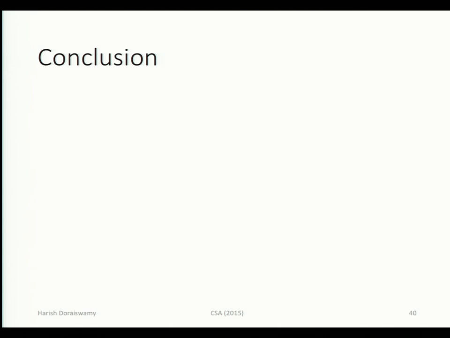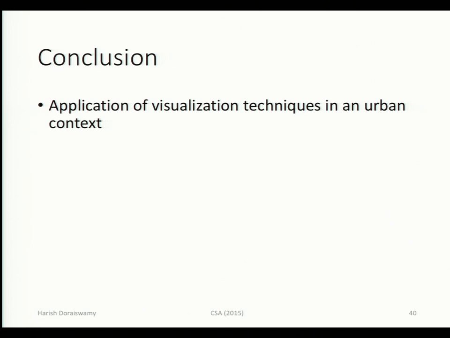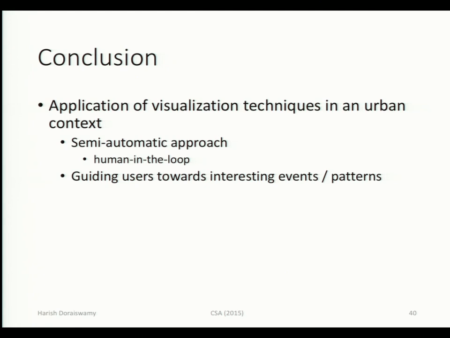So basically, to conclude, the main focus, at least on these two works, was the application of visualization techniques in an urban context. And given the large amount of urban data, it's about how you can help users understand the data and find interesting patterns in it. What we did was a semi-automatic approach. We have the human in the loop. We don't hide anything. The users can always look at other things in there.